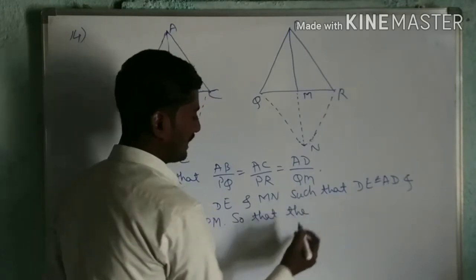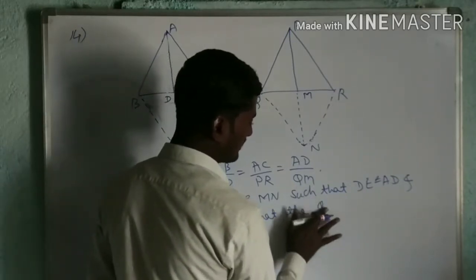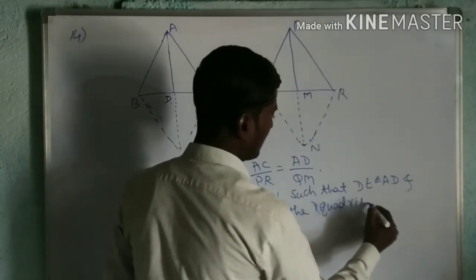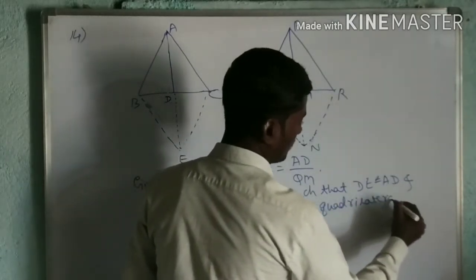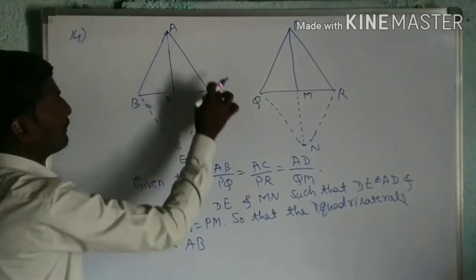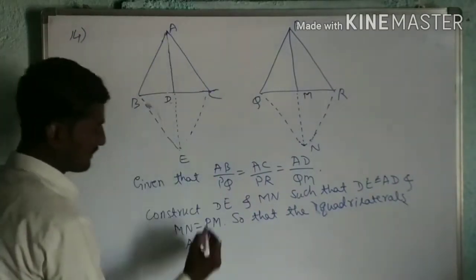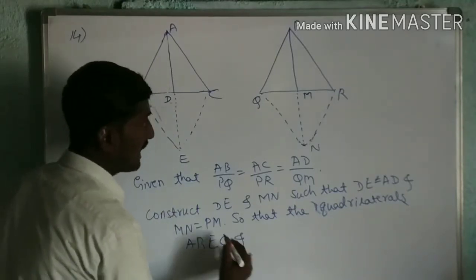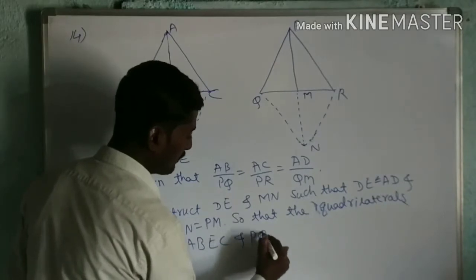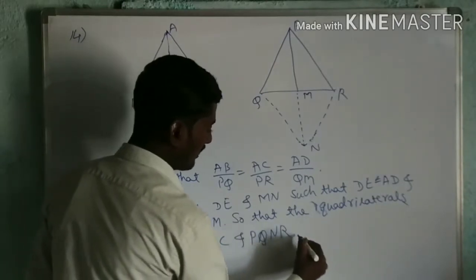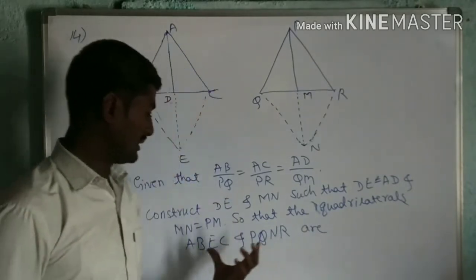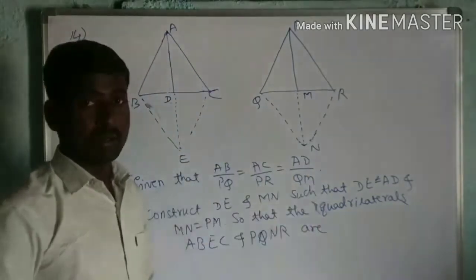So that the quadrilaterals, we got quadrilaterals ABEC and PQNR. These quadrilaterals will be parallelograms.